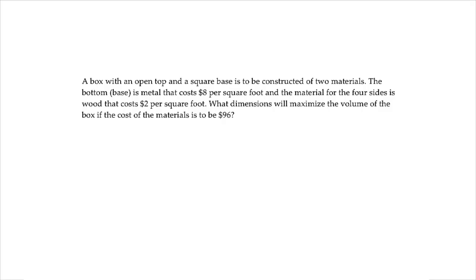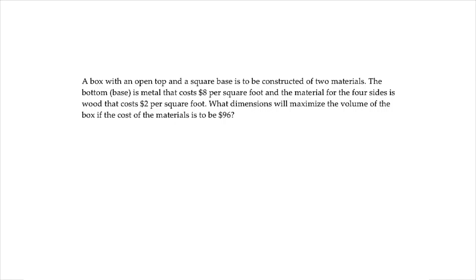All right, so let's go ahead and start trying some optimization stuff here. Let's say we were told that a box with an open top and a square base is to be constructed of two materials. The bottom, which again is that base, is metal that costs $8 a square foot, and the material for the four sides is wood that costs $2 a square foot. What dimensions will maximize the volume of the box if the cost of the materials is to be $96?